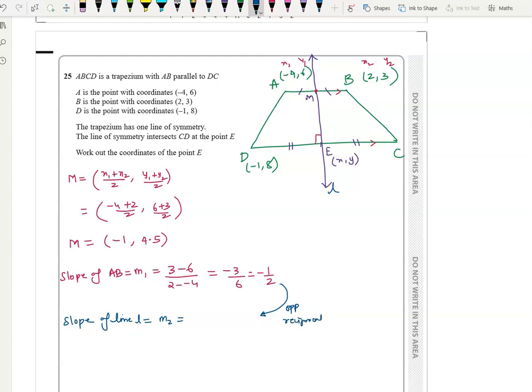So how to get it? Just change the sign. Minus, you write here plus. Reciprocal means flip the number. 1 upon 2. When you flip, you will get 2 upon 1, that is 2. Now, for line L, I know the slope of the line is 2 and line L is passing through point M. So using these two information, we can find the equation of line L. So we have the point through which it is passing and we have the slope.